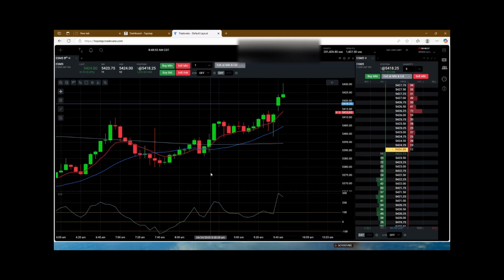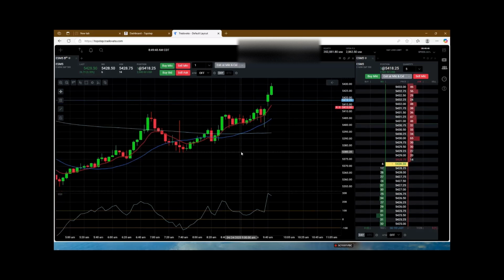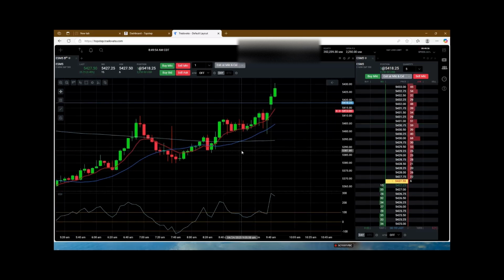So we're looking so good. We have the price action above the 8-period EMA, the 20, and also the 200-period moving average. All right, so this is a perfect setup. This is what we want to see if we're going bullish. Everything is pointing to the upside.